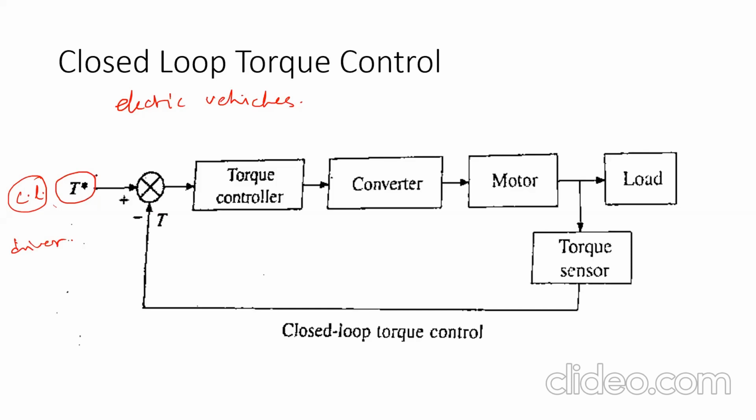So the driver sets the torque reference. The driver, by pressing the accelerator, sets the torque reference. The torque sensor is able to sense the torque developed by the motor, and it is compared against the torque reference set by the driver. The error is given to the torque controller.